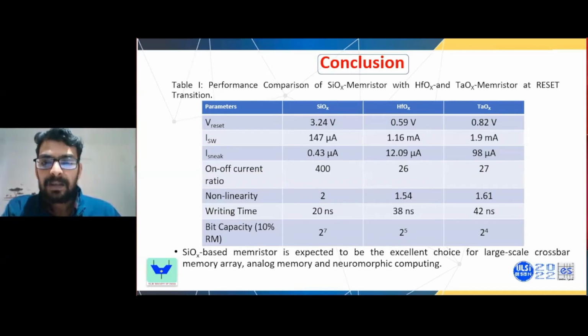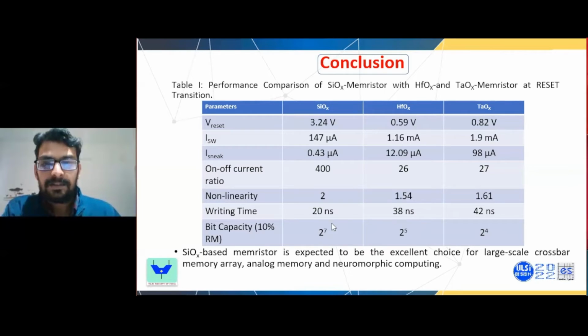And we can see the on-off current ratio is also significantly high as compared to both the metal oxides, along with the inherent nonlinearity present in the silicon oxide memristor as compared to hafnium and tantalum oxide. And the writing time reduces in silicon oxide based memristors as compared to metal oxides. Bit capacity increases due to the higher on-off current ratio. You can see clearly here, silicon shows 2 power 7, hafnium shows 2 power 5, and tantalum is lowest at 2 power 4.